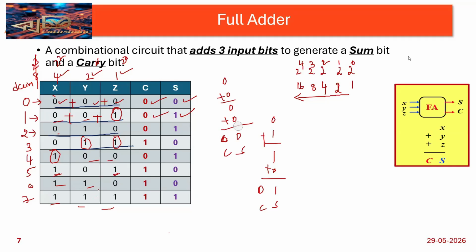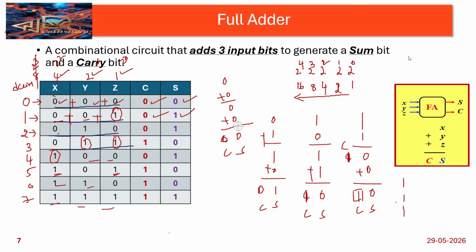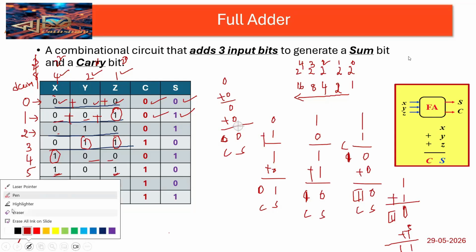At what condition are we getting the carry? See, 1 plus 1, then I am getting sum 0, carry is 1. This is my carry, this is my sum. Again 1 plus 1, sum 0, carry is 1. Again plus 0, sum 0, carry is 1. Again 1 plus 1 plus 1: 1 plus 1 sum is 0, carry is 1, again plus 1 you can add, sum is 1, carry is also 1. In this way I will get the sum value and carry value.